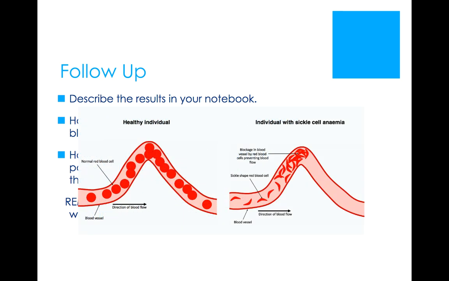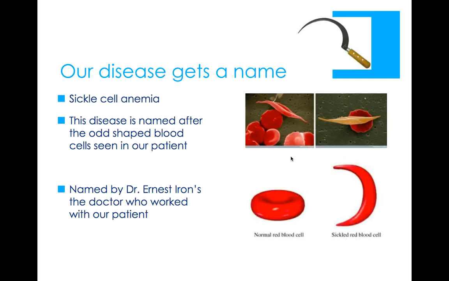All right, so this is kind of what you should have seen happening, right? Normally, we get the flow nice and through. With people who have the misshapen cells, we're getting some blockages, and that's not good. All right, so our disease finally is named. It's called sickle cell anemia. They name it after the blood cell shape, which is kind of like this sickle or crescent moon. This is a sickle. It's a garden implement. Dr. Ernest Iron, he is the one who ended up naming it.